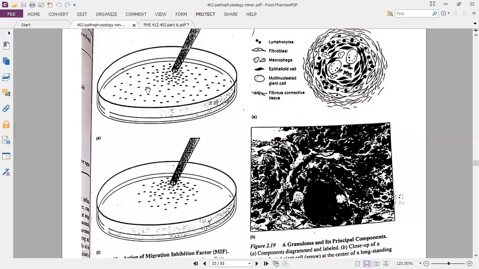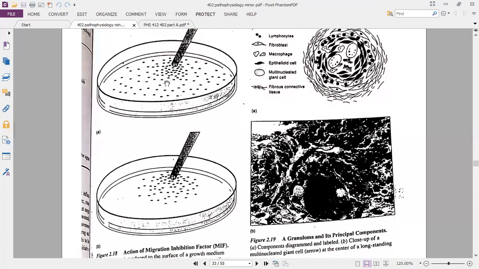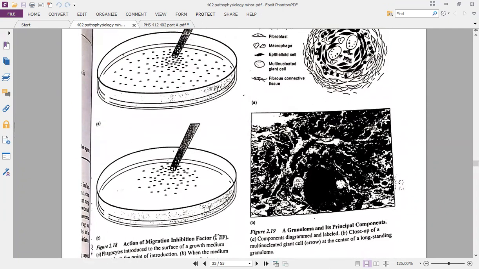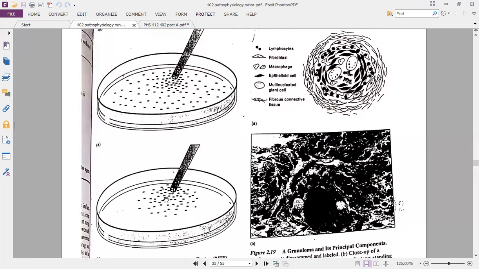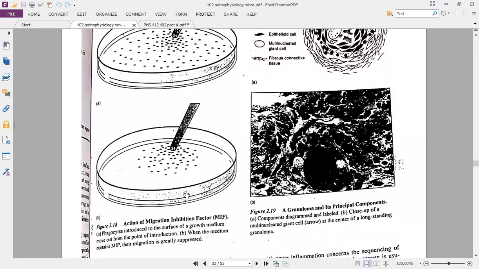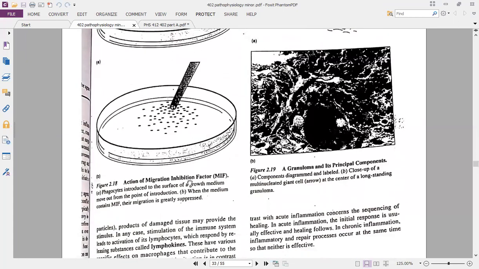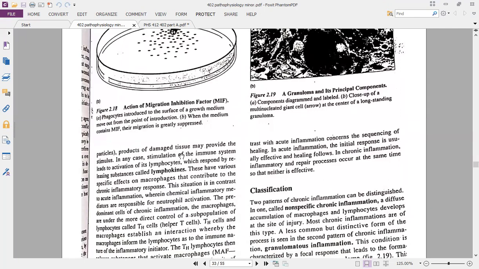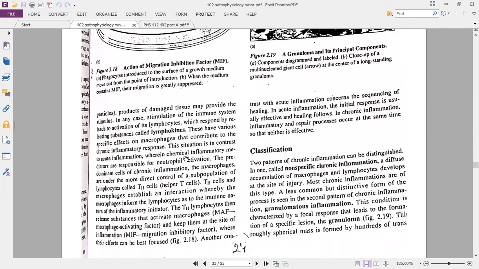This experiment actually shows you these white blood cells spread out on the petri dish, and they have a large ability to just migrate and move about. But if you introduce a migration inhibition factor, MIF, then the white blood cells will just not migrate from here. They will stay accumulated at the site where MIF is being secreted. So this is actually what happens. MIF is a type of lymphokine which is released in high quantity in chronic inflammation.